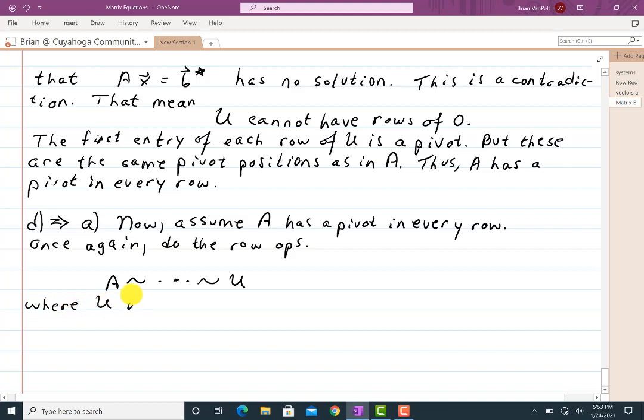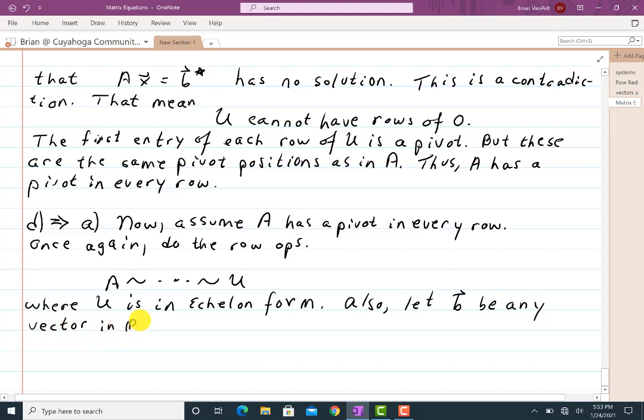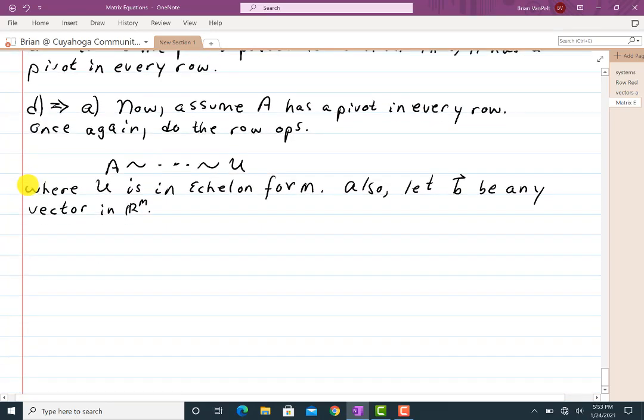Where U is in echelon form. Also, let B be any vector in Rm. Now, once again, I'm going to work the same kind of thing. Suppose, I'll show you in a second, suppose that AX equals B does not have a solution.